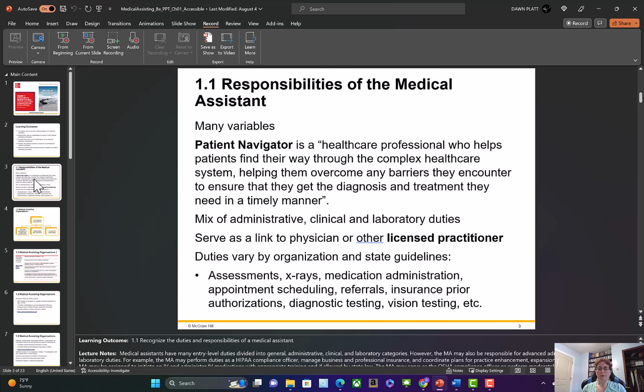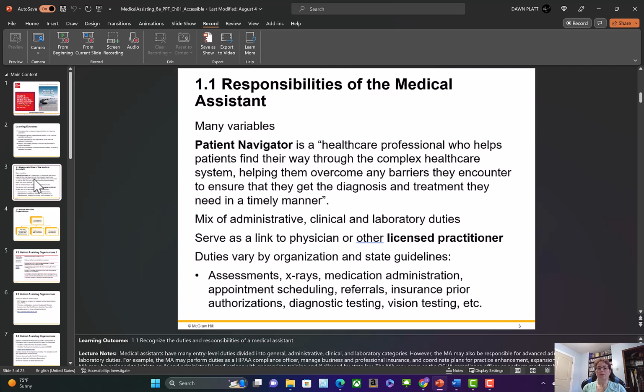One term that you're going to hear quite a bit throughout your career as a medical assistant, medical administrative assistant, biller, coder, whatever it is that you want to pursue, is the term patient navigator. A patient navigator is basically exactly what it states. It is an individual in the healthcare profession that helps patients to navigate through the complex healthcare system.